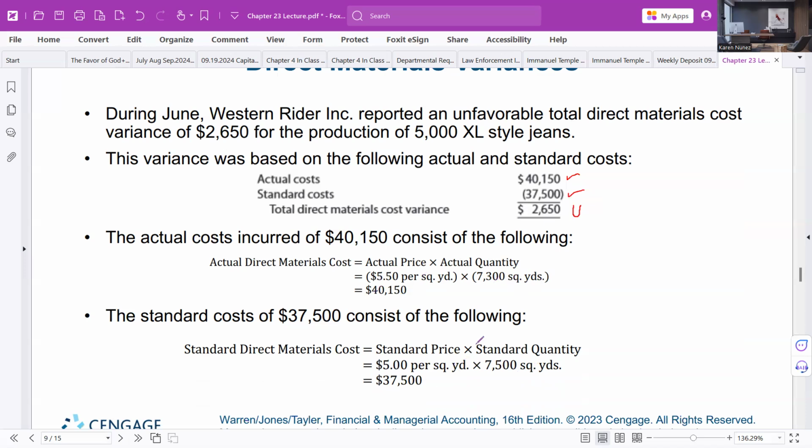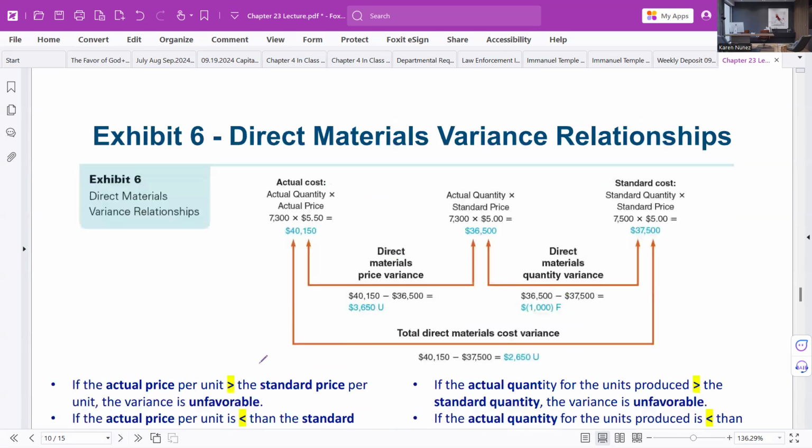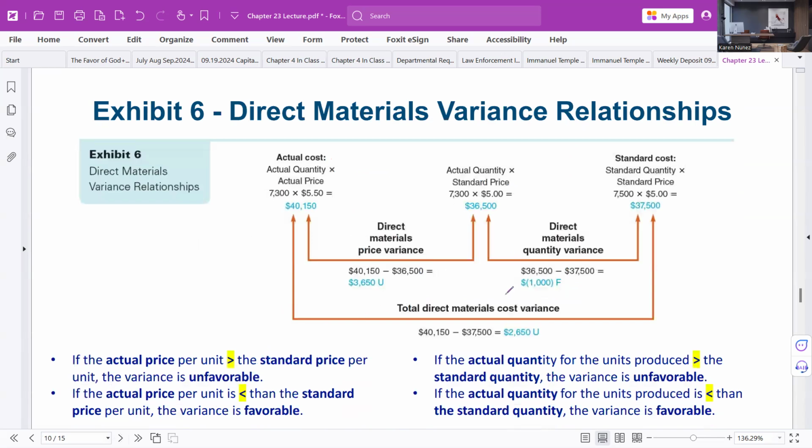These are the standards. The standard price times the standard quantity is the standard cost. That's what they should have spent on the materials, but they spent too much, hence an unfavorable direct materials cost variance. And when we analyze this variance on a performance report, this is what we're going to focus on. We want to be able to identify these two variances, a direct materials price variance and a direct materials quantity variance.